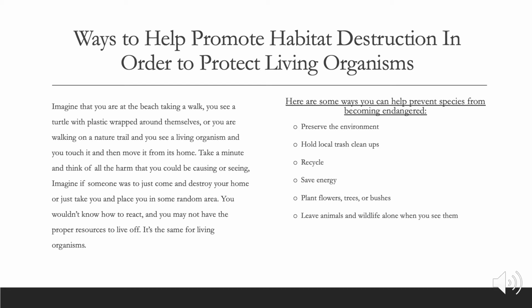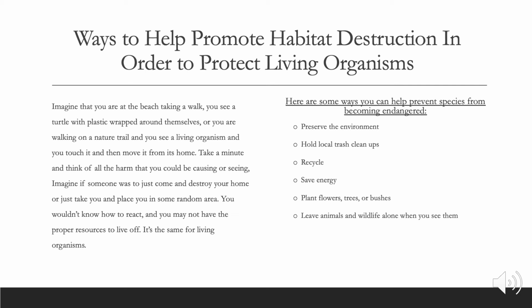So there's some ways you can help prevent species from becoming endangered and help protect their homes. So now that I've hopefully put an image into your head of what habitat destruction does to a living organism, it's important for you to know ways to help. Here are some ways. The first one, preserve the environment. Keep the environment the way you see it, the way you walked up on it. Keep it that way. Then, hold local trash cleanups, even if it's once a week or once a month or even twice a month. Anything helps.